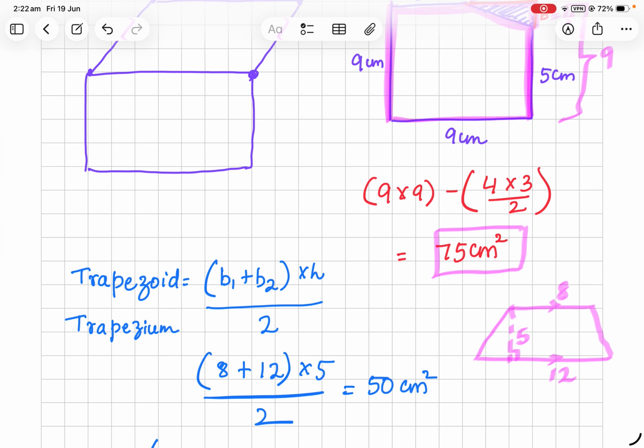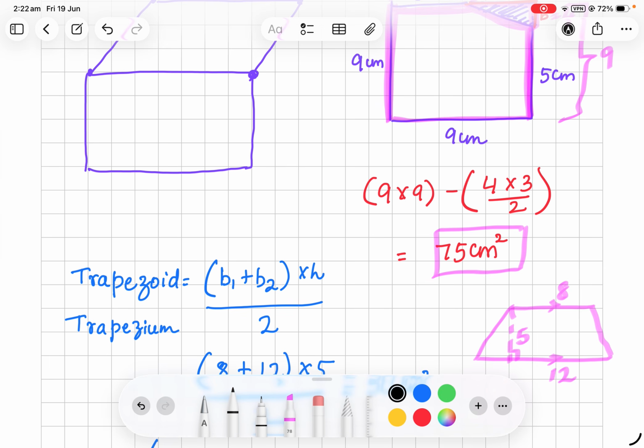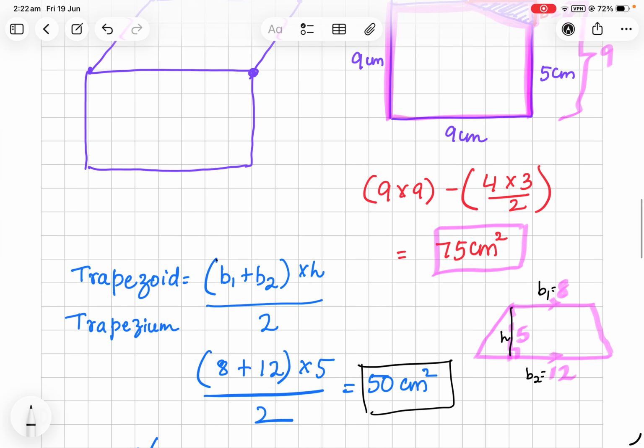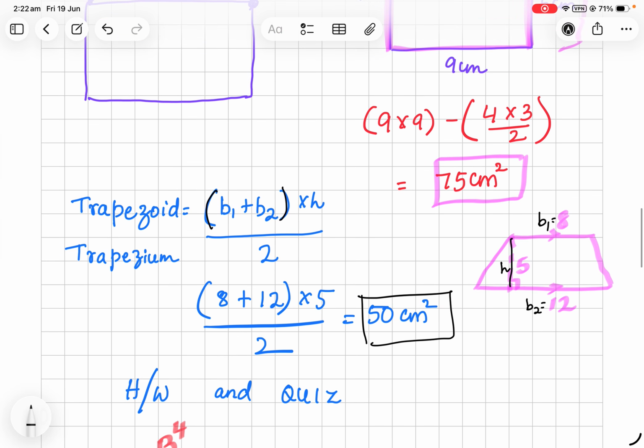So I'm going to go into some darker color. This is your base 1, this is your base 2, and this is your height. So when you substitute into the formula for a trapezium or a trapezoid, this is how you would solve it. I prefer having this in brackets: base 1 plus base 2, then times height divided by 2. There we go.